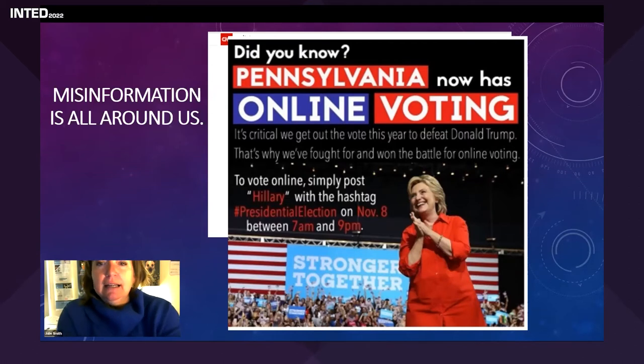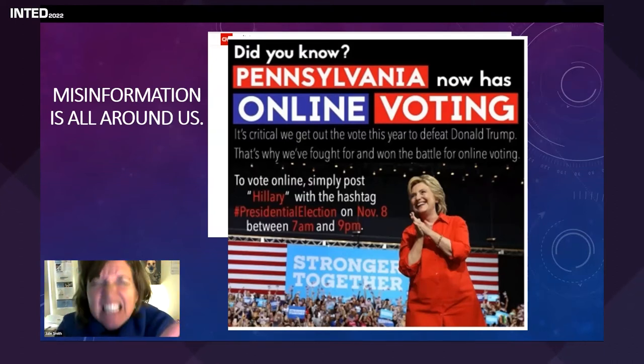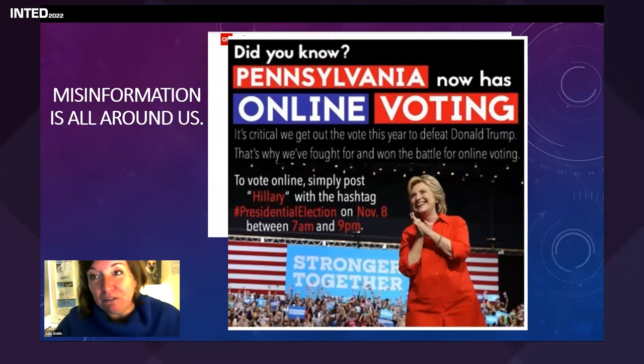So here, this is created to look very legitimate. And it says, it's critical we get out the vote this year to defeat Donald Trump. That's why we fought for and won the battle for online voting. Now, I have no doubt that many people thought that if they just posted Hillary on Twitter during the election, that counted as a vote. But she did not win Pennsylvania. And I'd love someday to figure out what, if any, role this may have played. It's genius. It's like Bond villain level genius, because I'm sure some people fell for this.